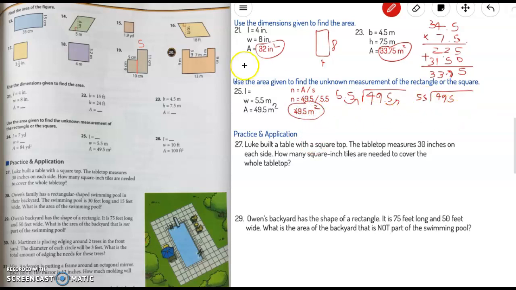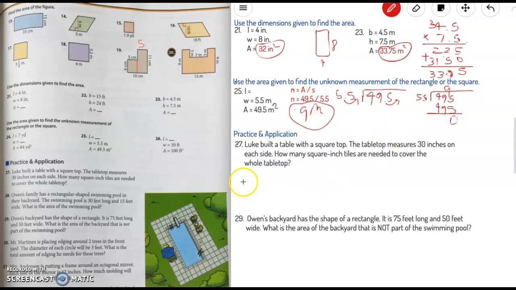Okay, 55. Oh, oops, did you spot my mistake there? That's the area. We're trying to find the side. I always forget. Okay, so 55 goes into 495 9 times. And yes, it is actually exactly 9 times. Lucky us. So, yep, ignore my brain fart moment. And our side is actually 9. And let's go back to 25. 9 meters. Fantastic.